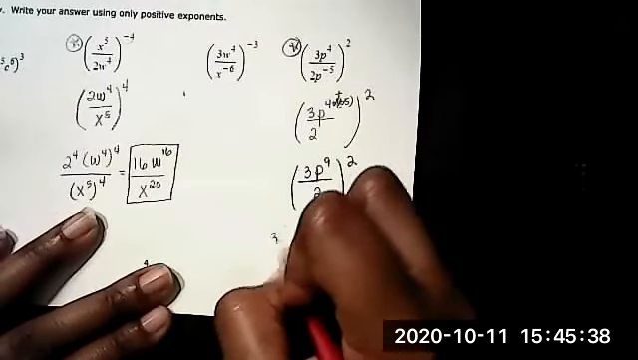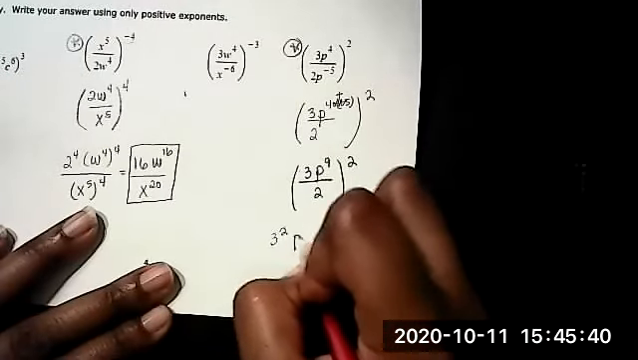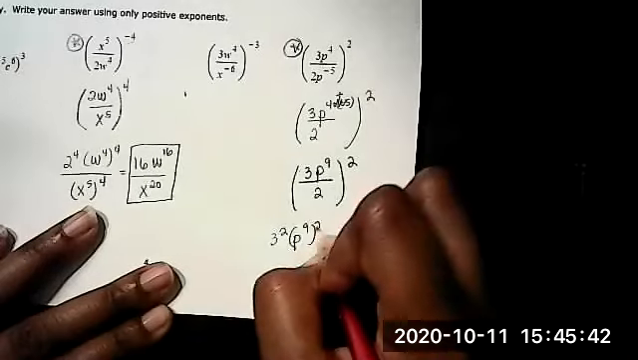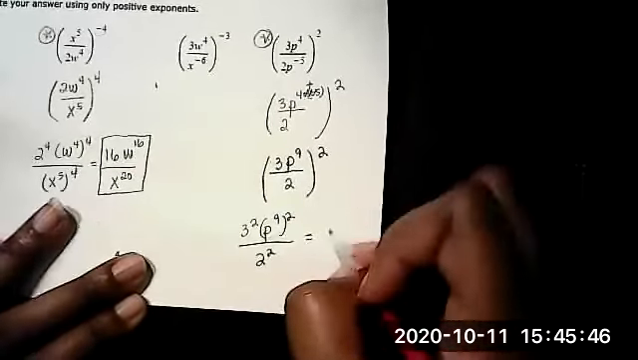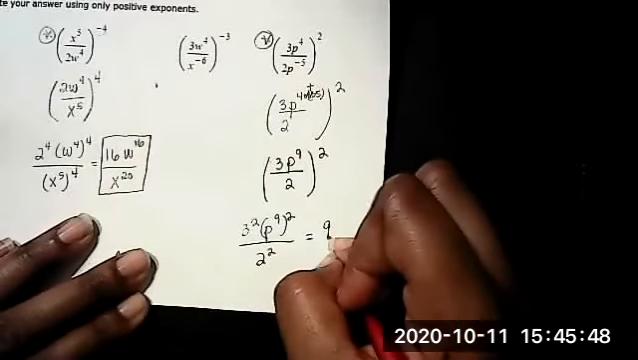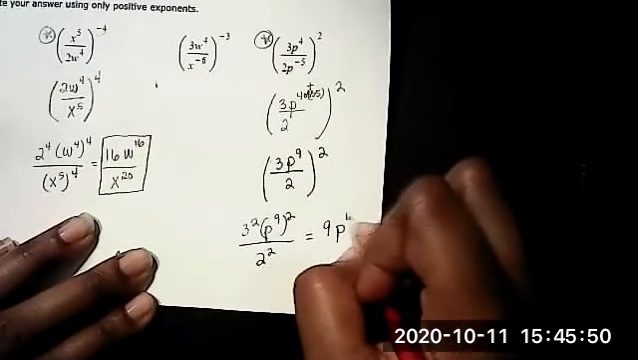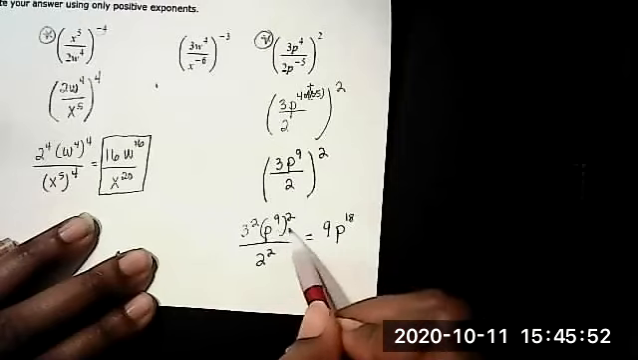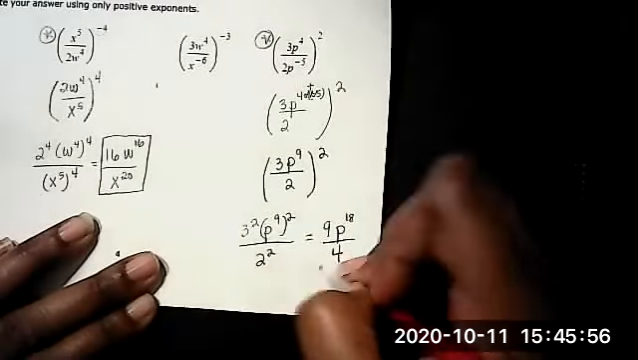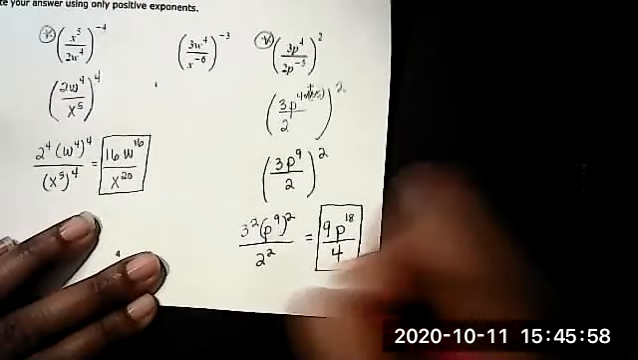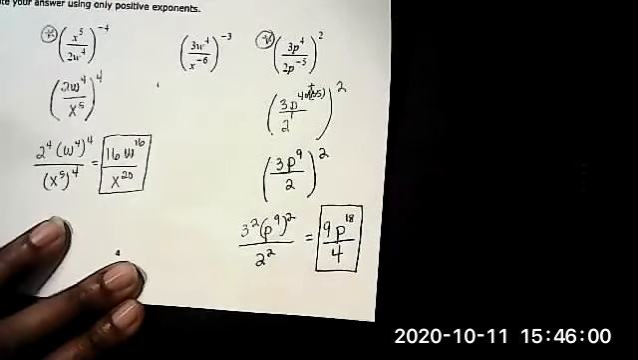So now I'm going to have 3 squared, p to the 9th is going to be squared, and 2 is going to be squared. So 3 squared is 9, 9 p to the 18, because I have 9 times 2, and then over 4. Doesn't look like it can simplify there. That is going to be my answer. Okay.